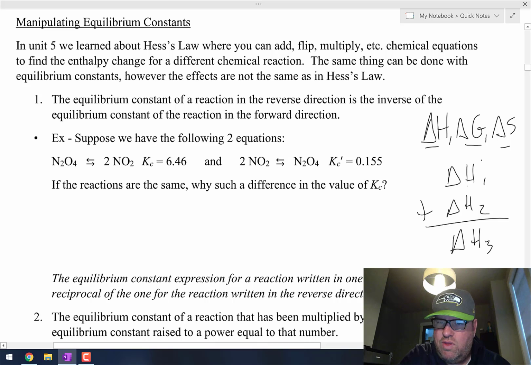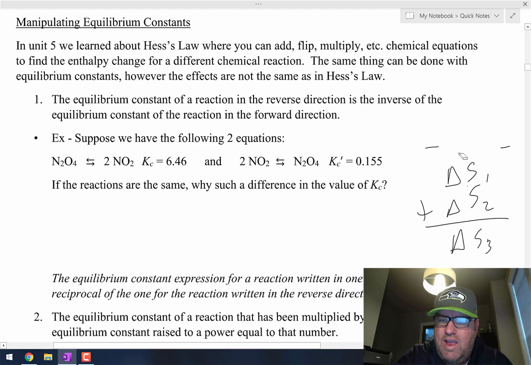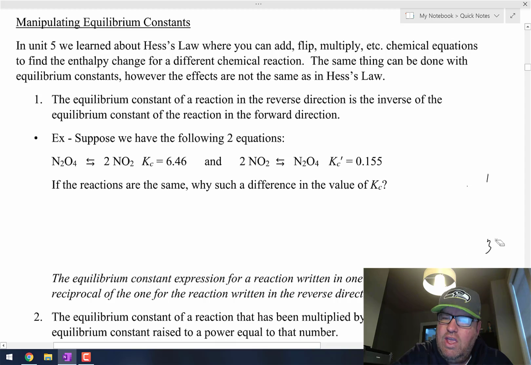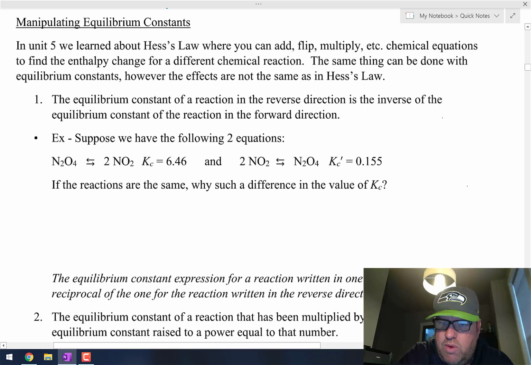And again, you can do that with delta G's as well, and you can do that with entropy as well. If you know the enthalpy, the Gibbs free energy, or the entropy for a reaction, you can add those together to get the entropy or enthalpy or Gibbs free energy of a different reaction. Okay, you can do something similar with equilibrium constants as well. So I just want to review real quickly Hess's law.